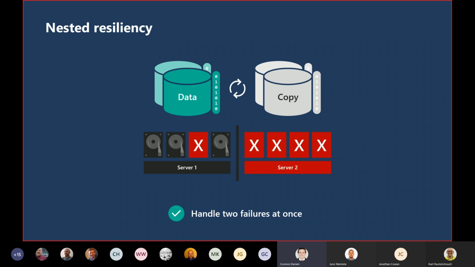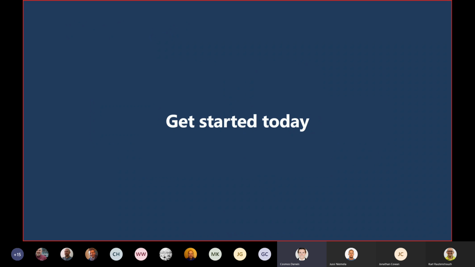They won't even notice that this has occurred because they will still have full access to all of their storage through the magic of this nested resiliency in software. And again, there's no special hardware you need. We're not talking about hardware RAID with a RAID card. It's completely in software. So that's Azure Stack HCI for Branch Office.